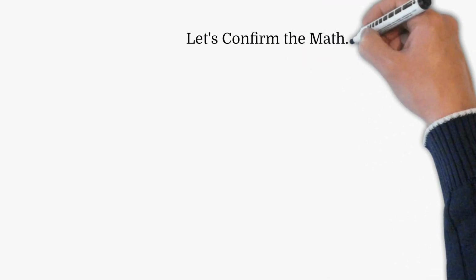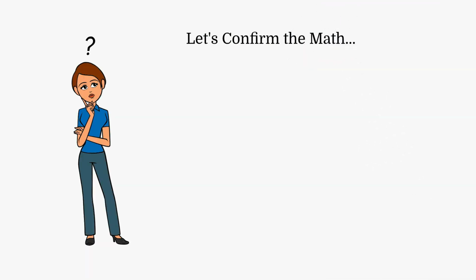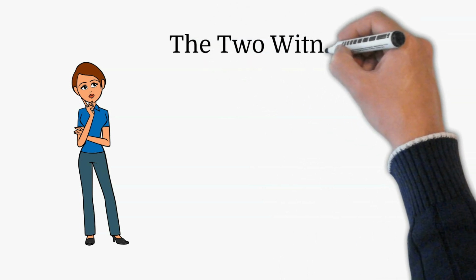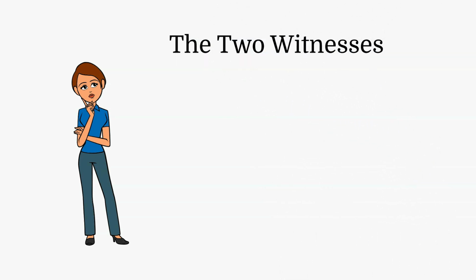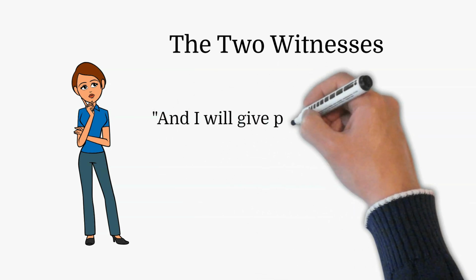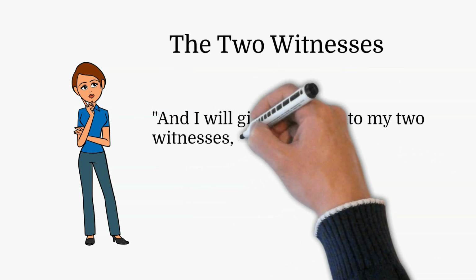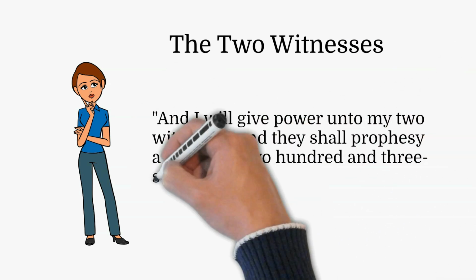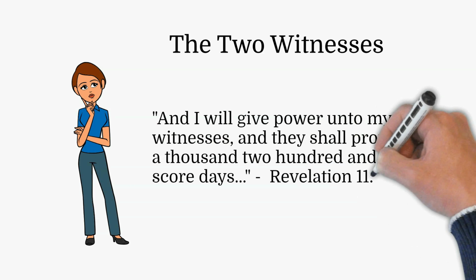Now, let's confirm the math. When the Great Tribulation period begins, God will raise up 2 witnesses that will preach the gospel. And I will give power unto my 2 witnesses, and they shall prophesy 1,260 days. Revelation chapter 11 verse 3.